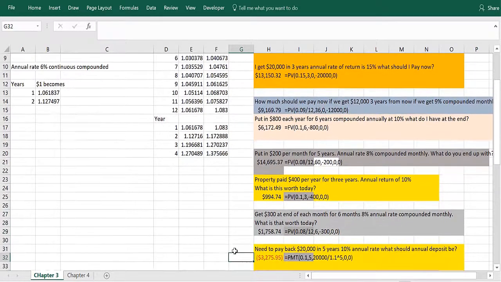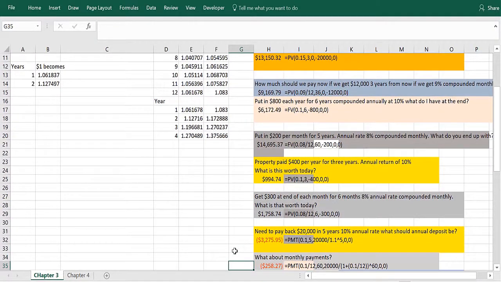Suppose I get $300 at the end of each month for 6 months, 8% annual rate compounded monthly. What is that worth today? So I do present value. I take 8%, the annual rate divided by 12, because it's a monthly rate, 6 months, and I'm putting in $300 at the end of each month. The last zero indicates it's end of month. The next to the last zero indicates there's basically no money put in at the end, so that's worth $1758, less than $1,800 because you're getting money later.